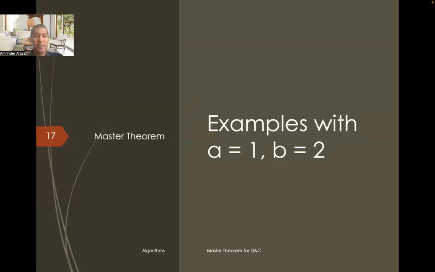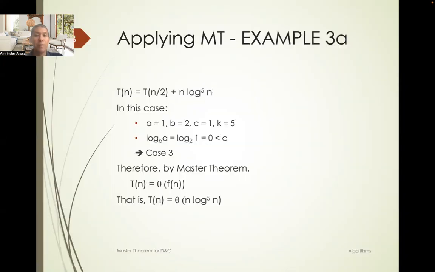Again, let's shift this a little bit. Now we'll have A is equal to 1, B is equal to 2. So they're all of this form, T of n is equal to T of n by 2 plus something here. So in this example, we're saying that A is equal to 1, B is equal to 2, C is equal to 1, K is equal to 5. Log of A to the base B is equal to 0, because A is 1, log of 1 is 0.